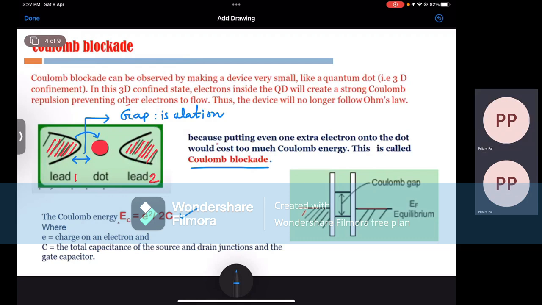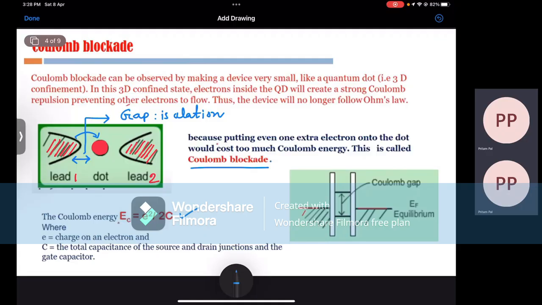Now what happens? Here is an electron of charge e and total capacitance C. So source and drain, right? Or the gate capacitor, whatever it is. Right now you just understand that the dot has a certain capacitance. Since we are trying to make this size as small as possible, this capacitance also becomes very small, as it's directly proportional to the length. Because of that, the Coulomb energy becomes very, very high.